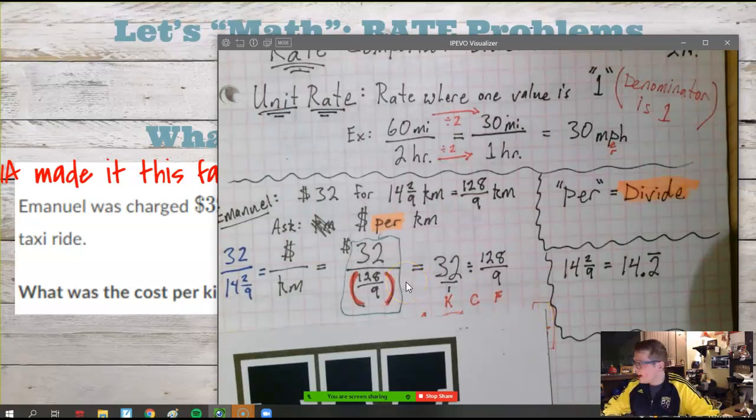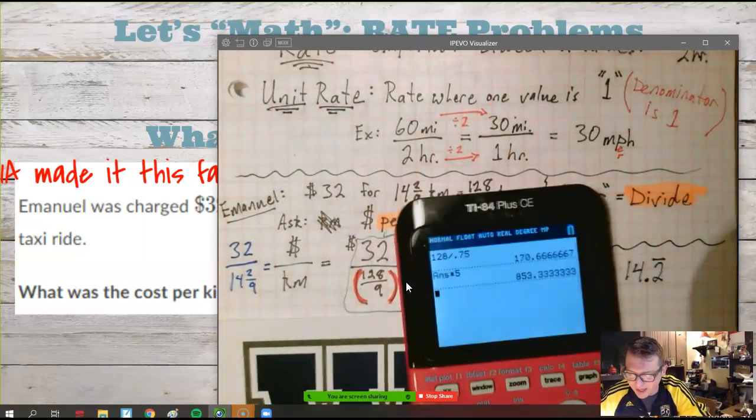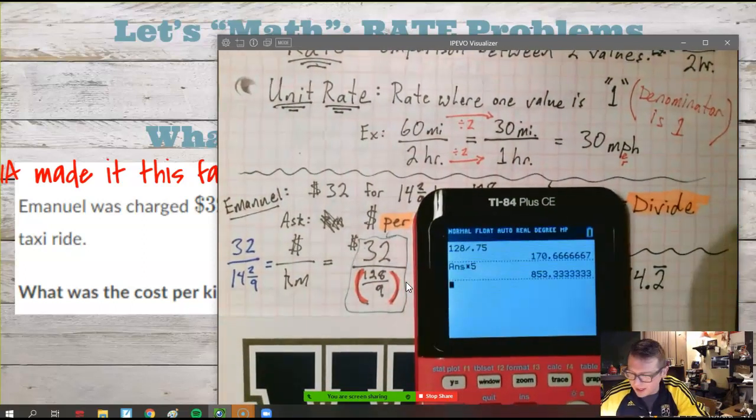And guys, I'm assuming we're using calculators, right? I haven't had the question in a while, which is a good thing, of kids asking, am I allowed to use a calculator? Yes. Unless I say no, you're allowed to use a calculator. So if we plug this into our calculator, because I'm not going to do that math by hand, watch what happens, though, guys. I'm going to get the wrong answer.